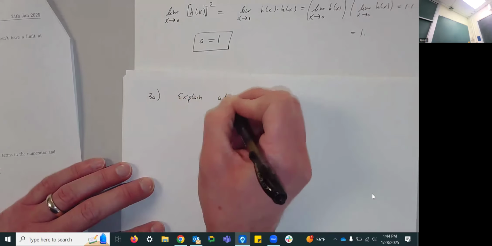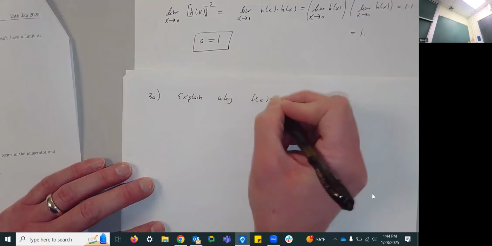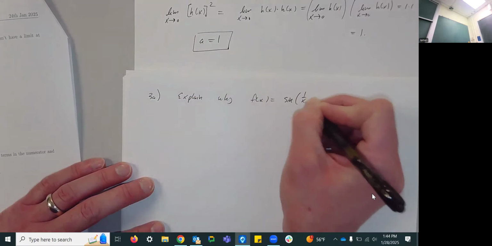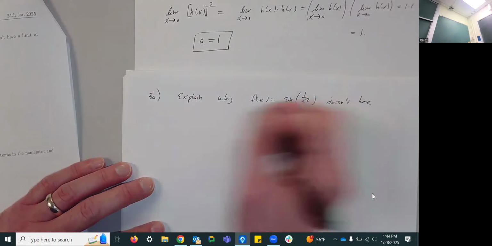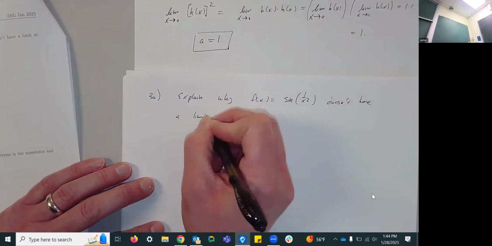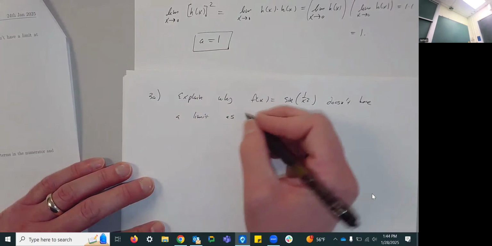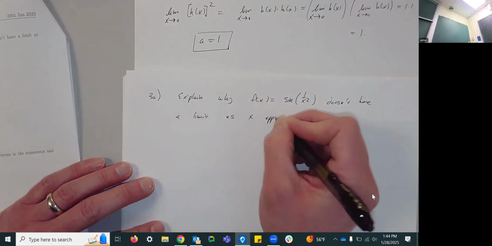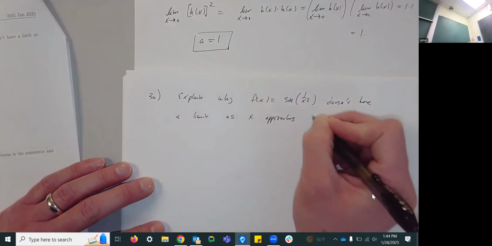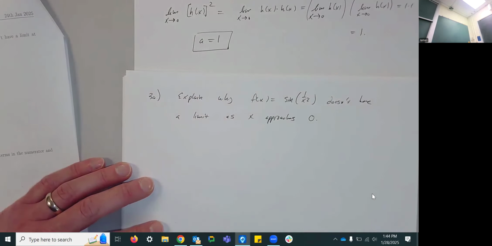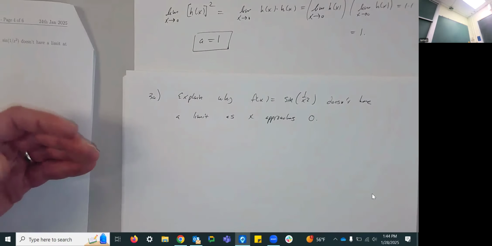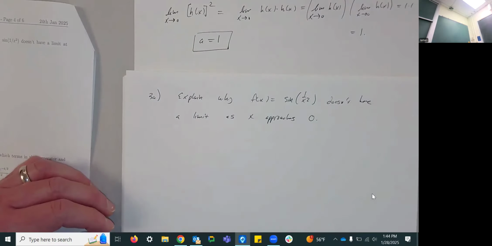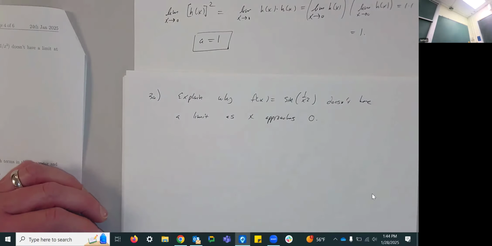Explain why f of x equal to sine of 1 over x squared doesn't have a limit as x approaches 0. So I think all you really have to say here is that it's going to oscillate infinitely between -1 and 1 as you get closer and closer to 0.